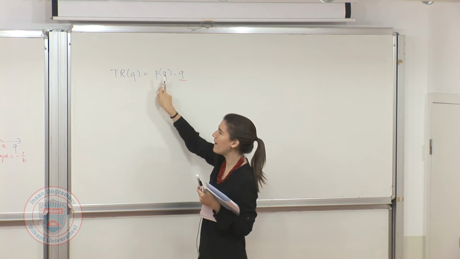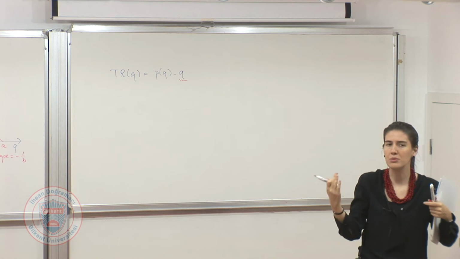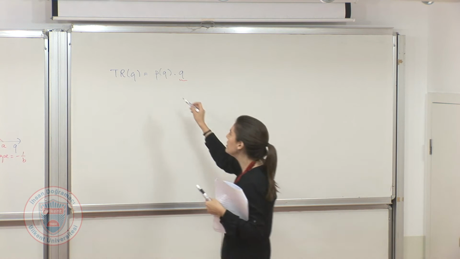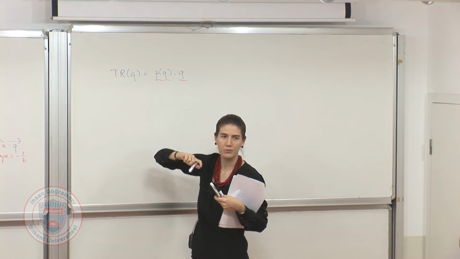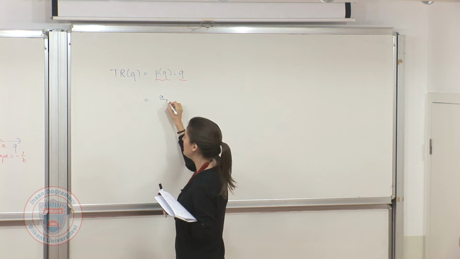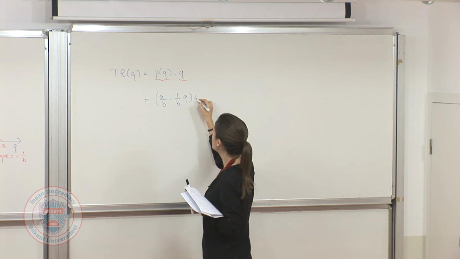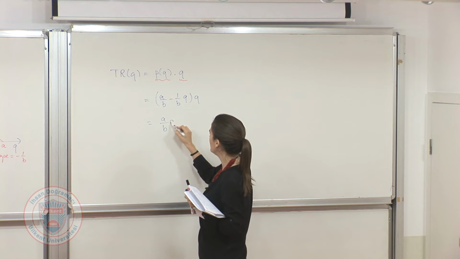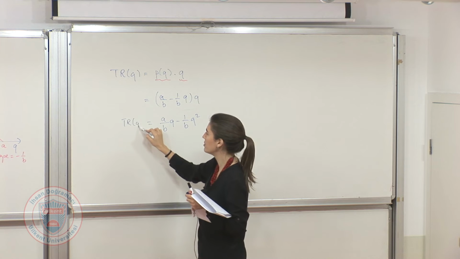That's why, as I said, from time to time you're going to use either the inverse demand curve or the demand curve. Here, you need to use the inverse demand curve, the price as a function of Q. So then we can write this: A over B minus 1 over B Q, times Q. So this is total revenue: A over B Q minus 1 over B Q squared, right?